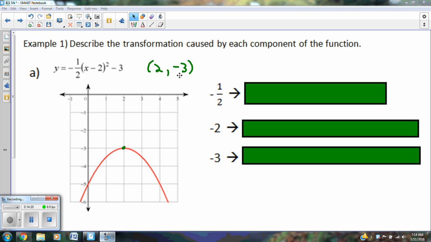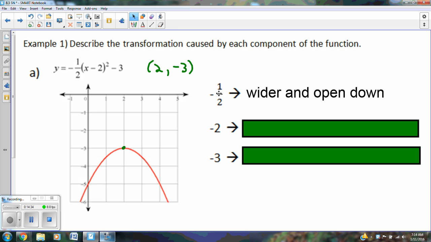So, what do each of these parts do to our graph? If it were to start from y equals x squared, what would each piece do? Well, this -1/2 in the front, what does that do? It makes it wider, because it's 1/2, it's in between 1 and 0, and because it's negative, that means it flips it, so it's opening downward.